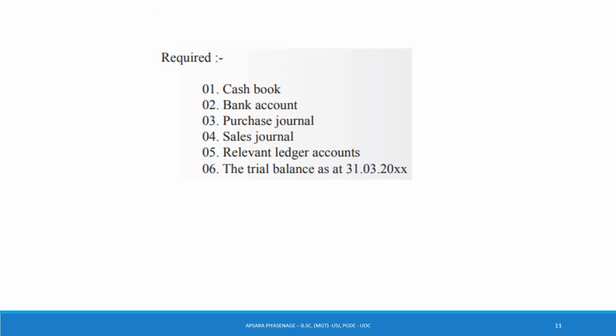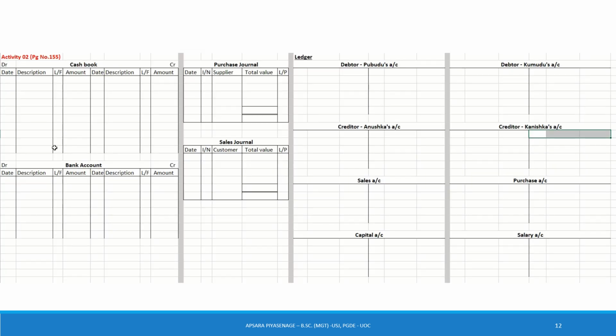Then we are required to prepare the cash book, bank account, purchase journal, sales journal and relevant ledger accounts. And then we have to balance these ledger accounts and finally prepare the trial balance. So we will do the question now. Activity number 2, you can find this activity in page number 155 in your textbook. So here the opening balances of Thisara Enterprises are given.